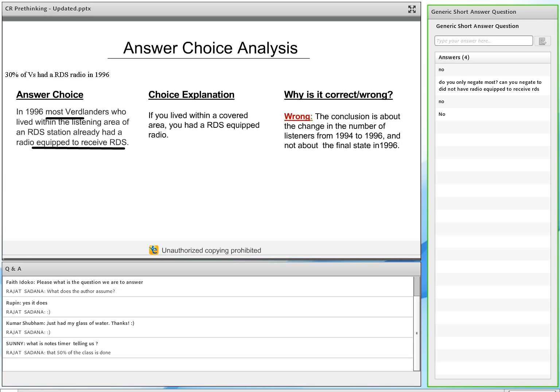Do you only negate most? Yes, for negation you only negate most. And when you see the negation article, you will see many examples. The negation of most also turns out to be most, but as you see the negation article, you'll see enough examples for this to be very clear.